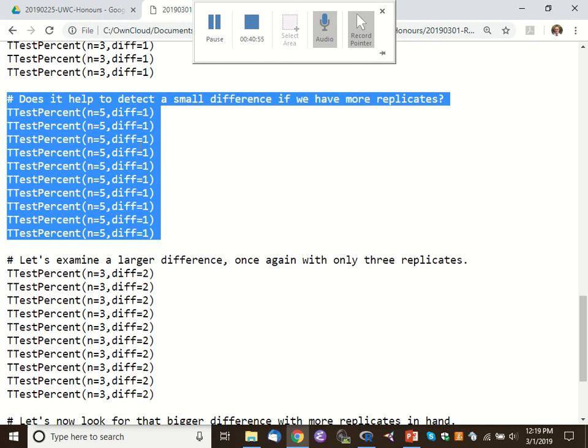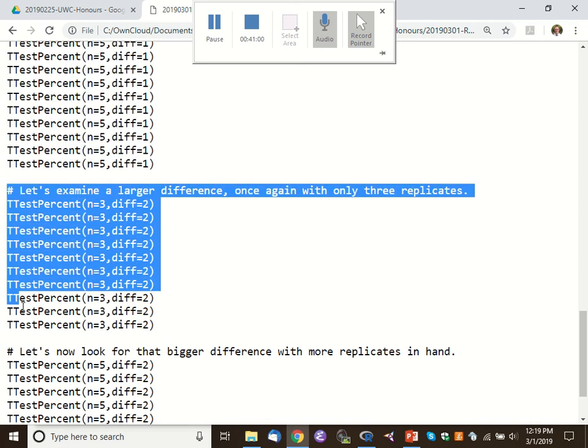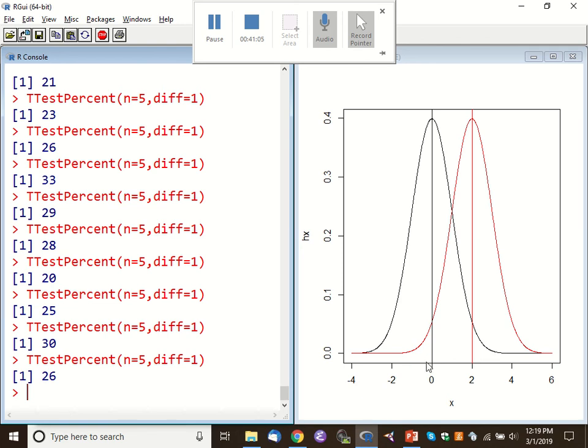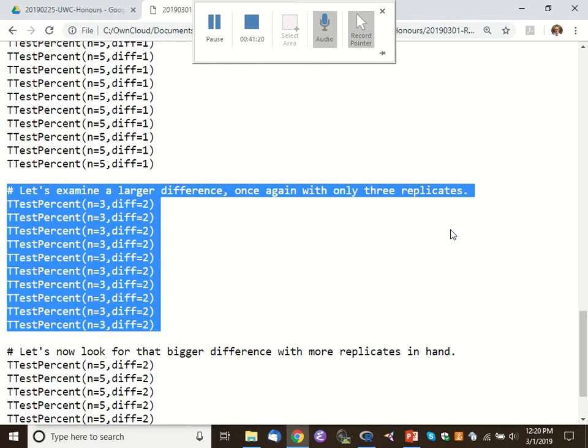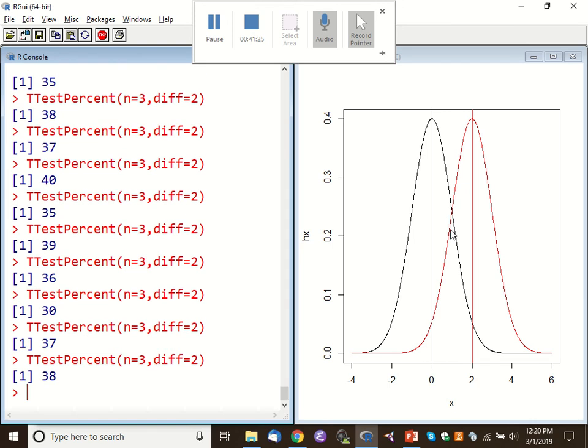Okay, this time we're going to go to a big difference. Now we have a mean difference of 2 standard deviations. The mean for black is 0, the mean for red is 2. So we're now in this scenario where we're trying to find differences using 3 replicates. So I'm going to copy this section in here. There we go. How often are 3 replicates working to recognize differences?